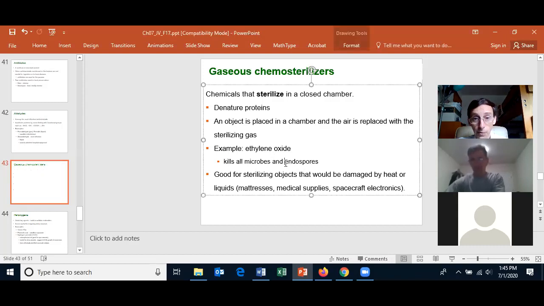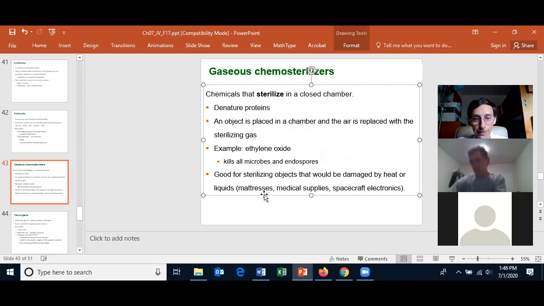Although to kill endospores, you have to expose the endospores to ethylene oxide for a long period of time, 30 minutes or longer, depending on the endospore. But it is effective on killing endospores. It's used for sterilizing objects that would be damaged by heat or liquids. So certain medical supplies, spacecraft, electronics.